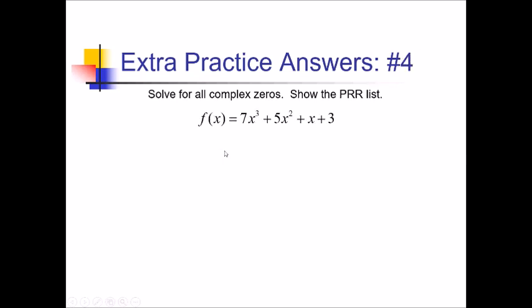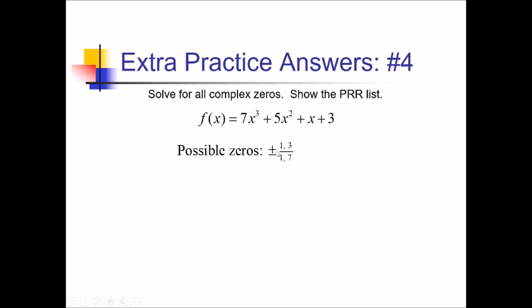For this one, we want the complex zeros for this 3rd degree polynomial, along with the possible rational roots list. So for the list, which is going to help us get these complex zeros, we have factors of our constant 3 divided by factors of our lead coefficient 7. And these are all plus or minus factors. So we've got plus or minus 1 and 3. Those are the factors of 3. And then we're dividing that by the factors of 7, which are just 1 and 7.